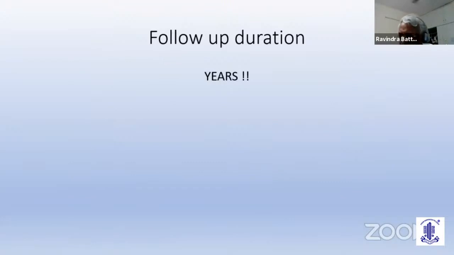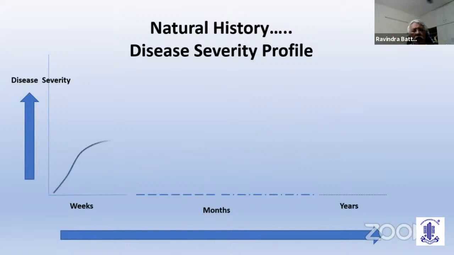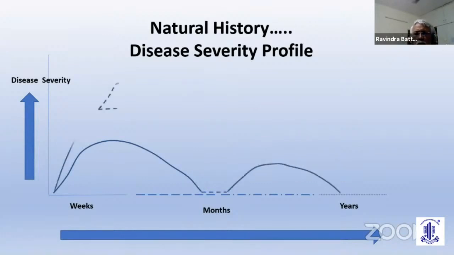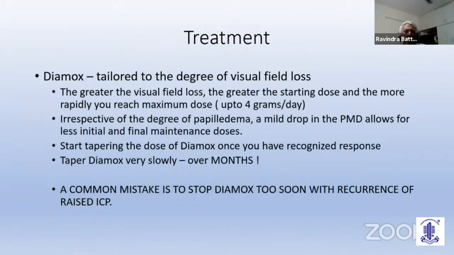Follow-up duration of these patients is not going to be weeks or months. The follow-up duration is going to be for many, many years, because this is not a disease like diabetes or hypertension, which lasts permanently. It is a self-limiting disease which has remissions and exacerbations. And for this reason, these patients should be followed up very, very carefully for years. The nature of the follow-up, how soon you need to follow up, depends upon what stage of the disease this patient has.